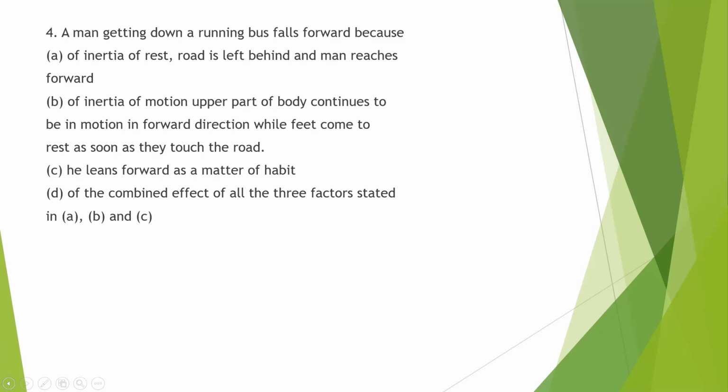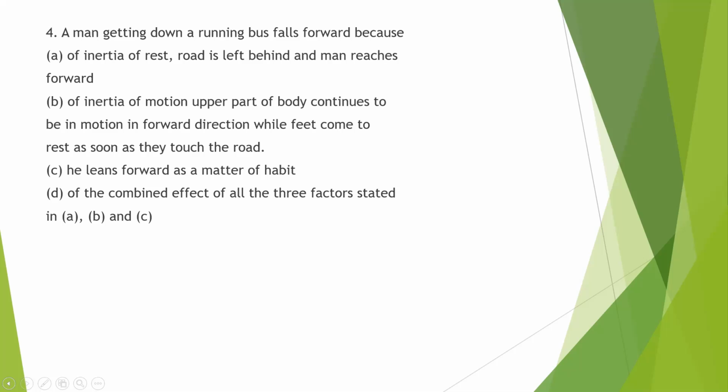Option B, inertia of motion, upper part of the body continues to be in motion in forward direction while feet come to rest as soon as they touch the road. Option C, he leans forward as a matter of habit. Option D, the combined effect of the three factors stated in 1, 2, and 3. So option D is not at all possible. All the three we cannot observe at one time.